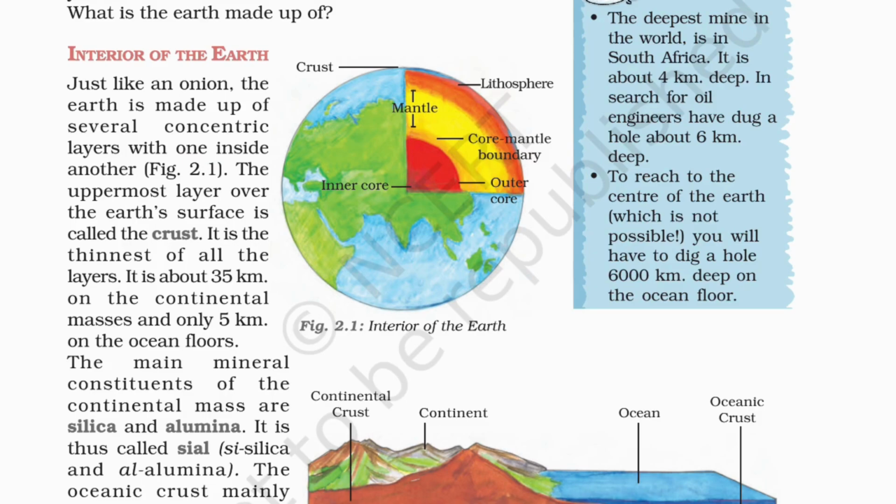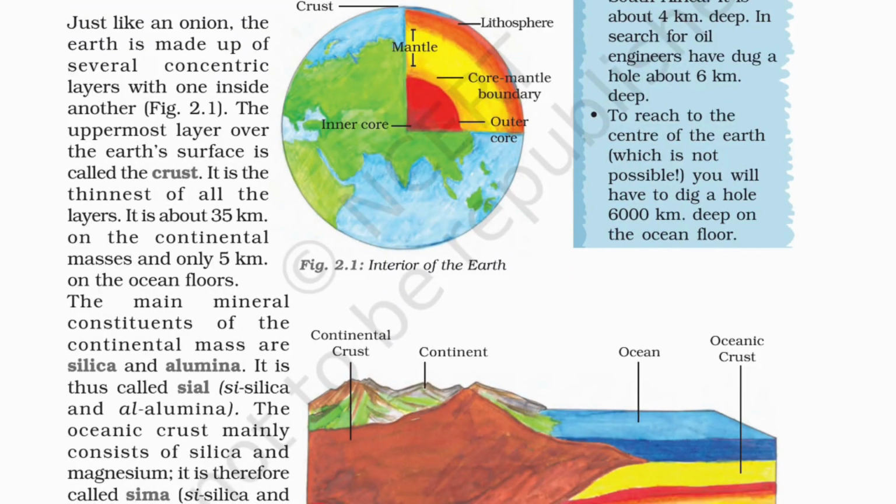The uppermost layer over the Earth's surface is called the crust. You can see the crust here in the diagram. It is the thinnest of all the layers. It is about 35 kilometers on the continental masses and only 5 kilometers on the ocean floors.